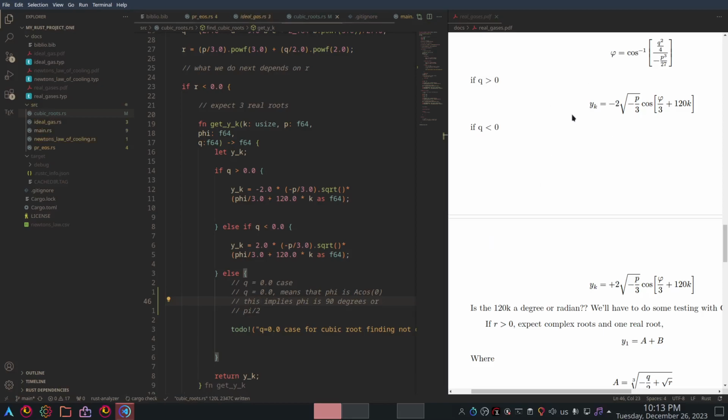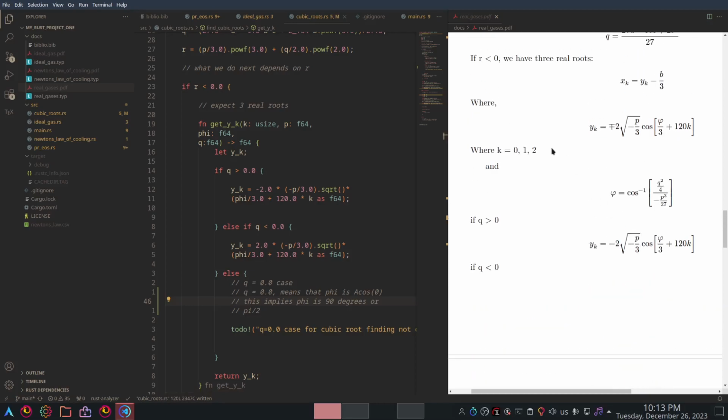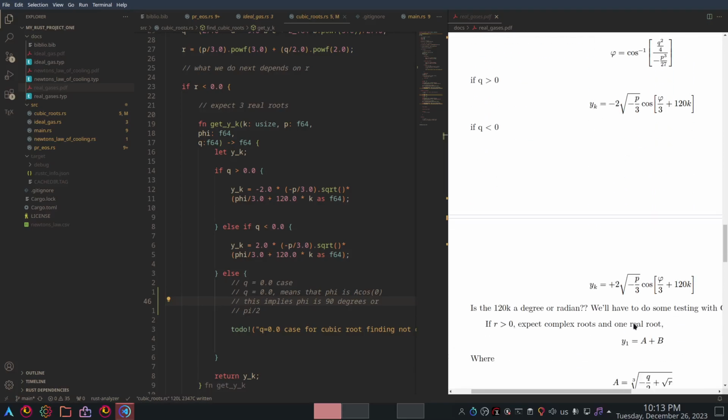Now, if q equals to 0, then I suppose that using yk equals to minus 2 square root of minus p over 3 times this cosine, it will be the same as using this expression. The more than 0 and less than 0 is more or less the same, provided that k equals 0, 1, and 2. Now let us just verify that a little bit.